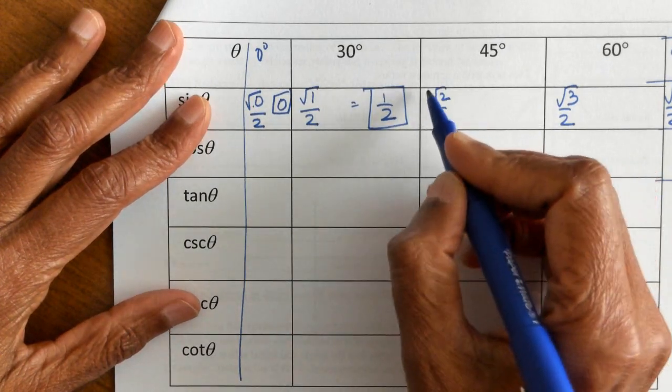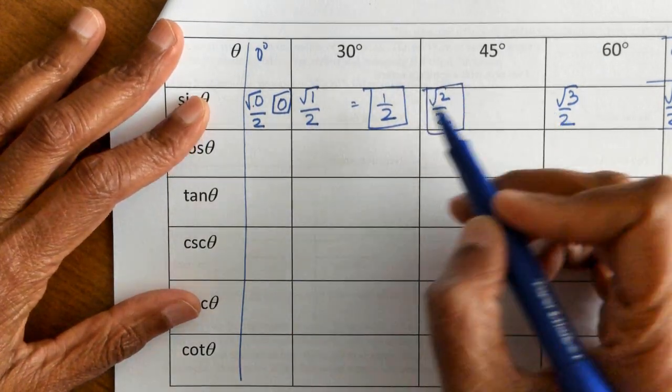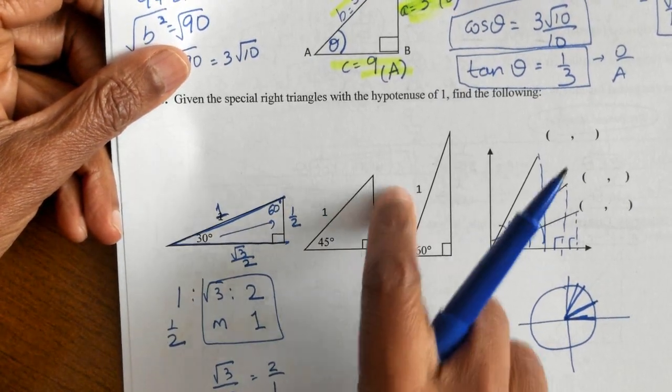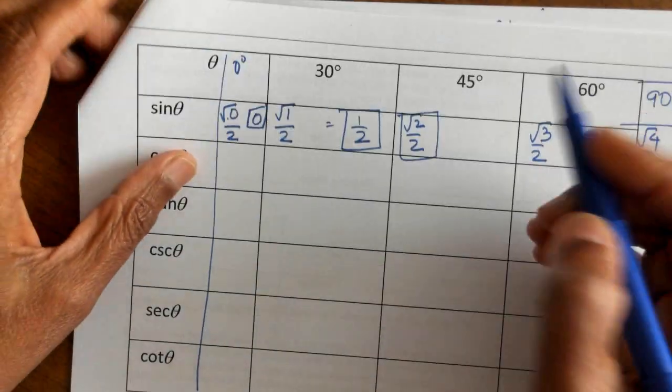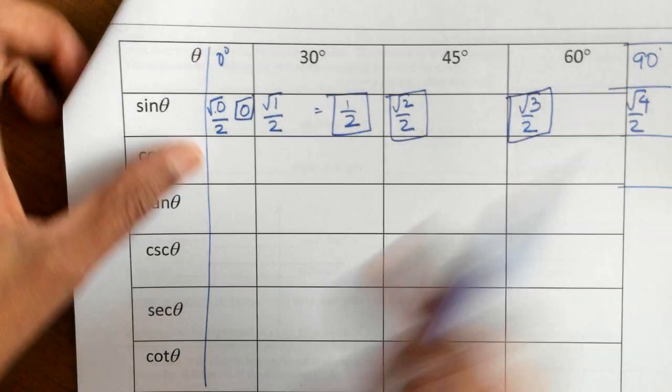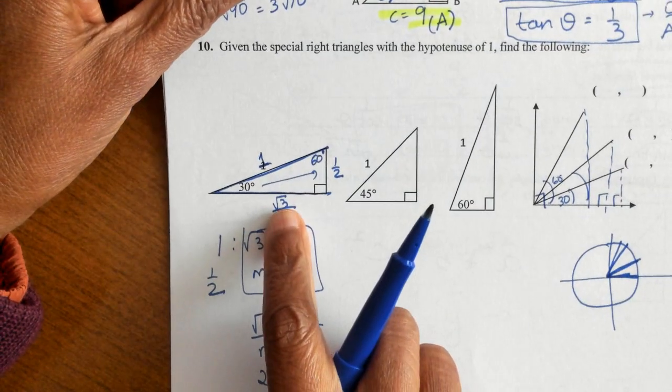And then square root of 2 over 2 stays as square root of 2 over 2. This cannot be simplified. Sine of 45 degrees comes from this triangle. If this is 1, these two will be square root of 2 over 2. And then sine of 60 degrees is square root of 3 over 2, which comes from this triangle, right?